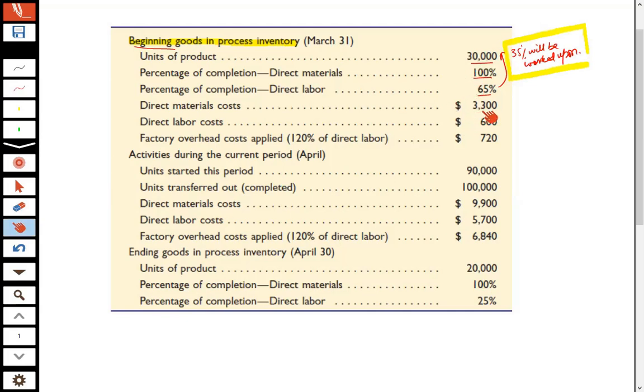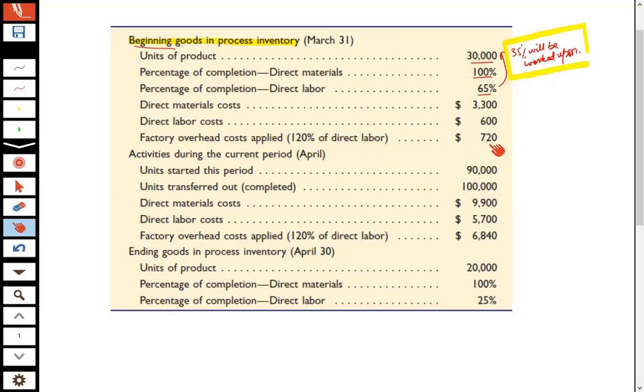In these units, material cost was 3,300, direct labor cost was 600, and the factory overhead was applied at 120% of the direct labor cost, that is 720. Luckily, this cost is given. If it is not given, then we have to calculate 120% of direct labor cost. Can you just calculate 120% of 600? Will it work out to 720 or not? Just for a quick check. Yes, it is 720. So done.